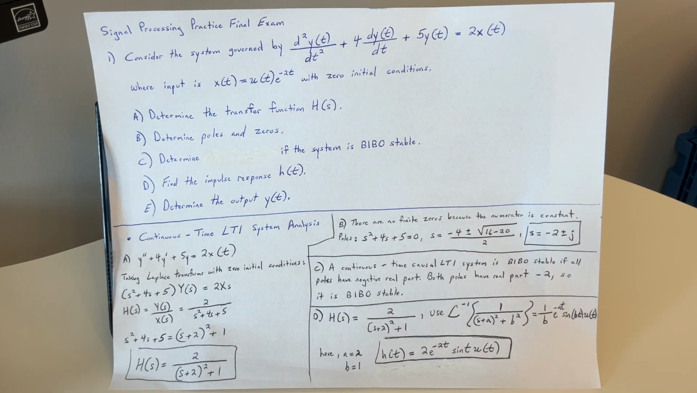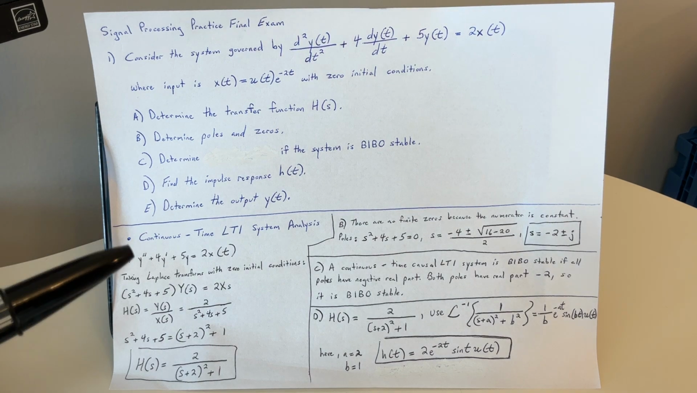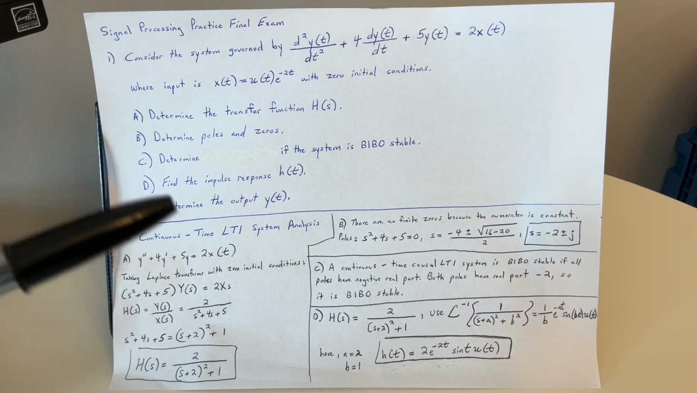Part B, determine the poles and zeros. Part C, determine if the system is BIBO stable. Part D, find the impulse response h of t. Part E, determine the output y of t. So this is a continuous time LTI system analysis, linear time invariant analysis problem.